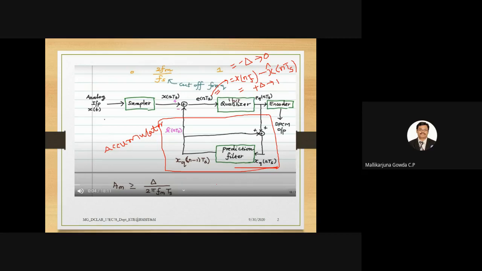I think the rest of the things I have discussed here. Two things are important. One is the step size, another one is the sampling duration. Here I have written one equation: Am should be greater than or equal to delta divided by 2 pi Fm into Ts. Delta is the step size. This is the step size.